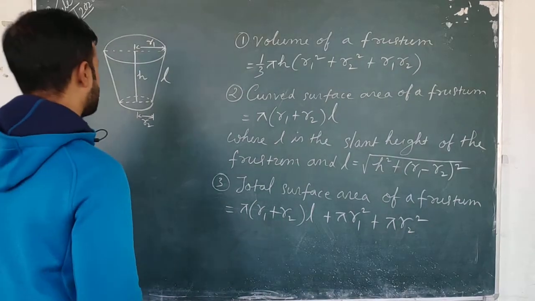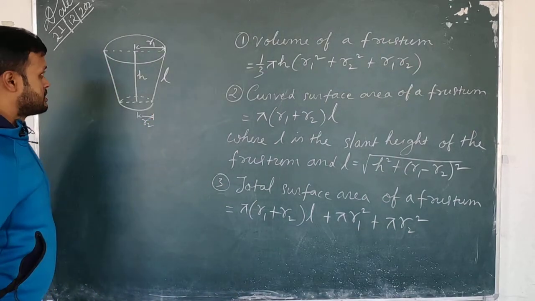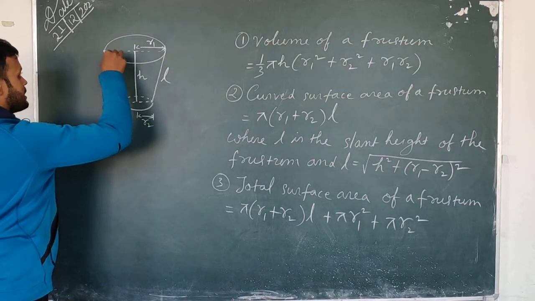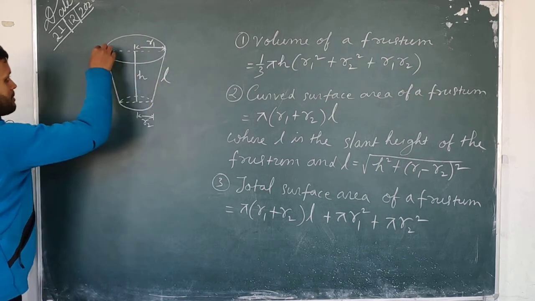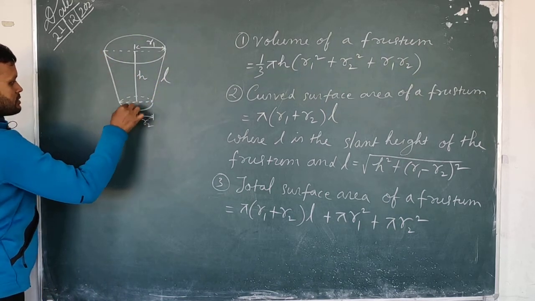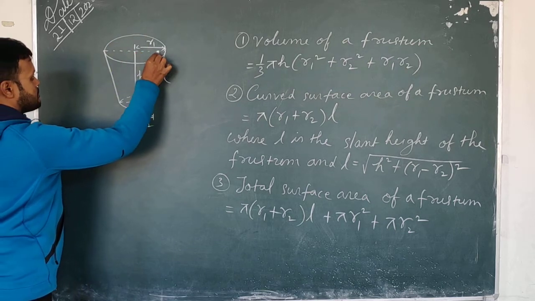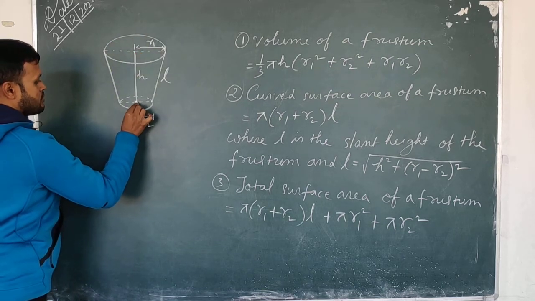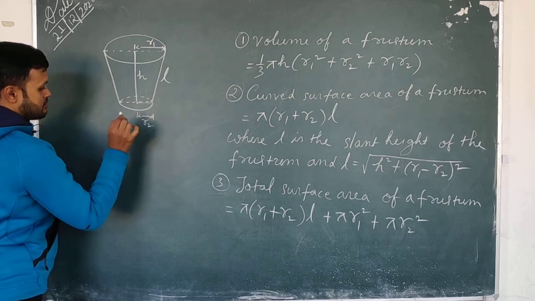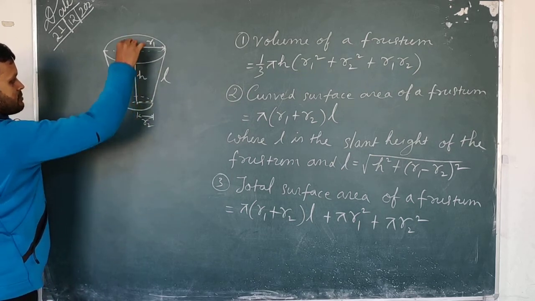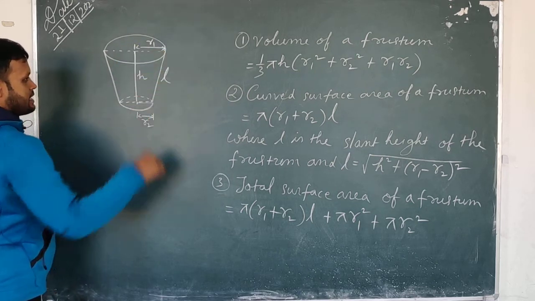So students, suppose this is the frustum. The upper, this circle is there. This is a circular part. Above also it is a circular part, and below also it is a circular part, isn't it? So above the circle is there. This circle's radius is supposed to be R1, and below this one more circle is there. This circle's radius is supposed to be R2. And the height of the frustum is h, and the slant height is L.